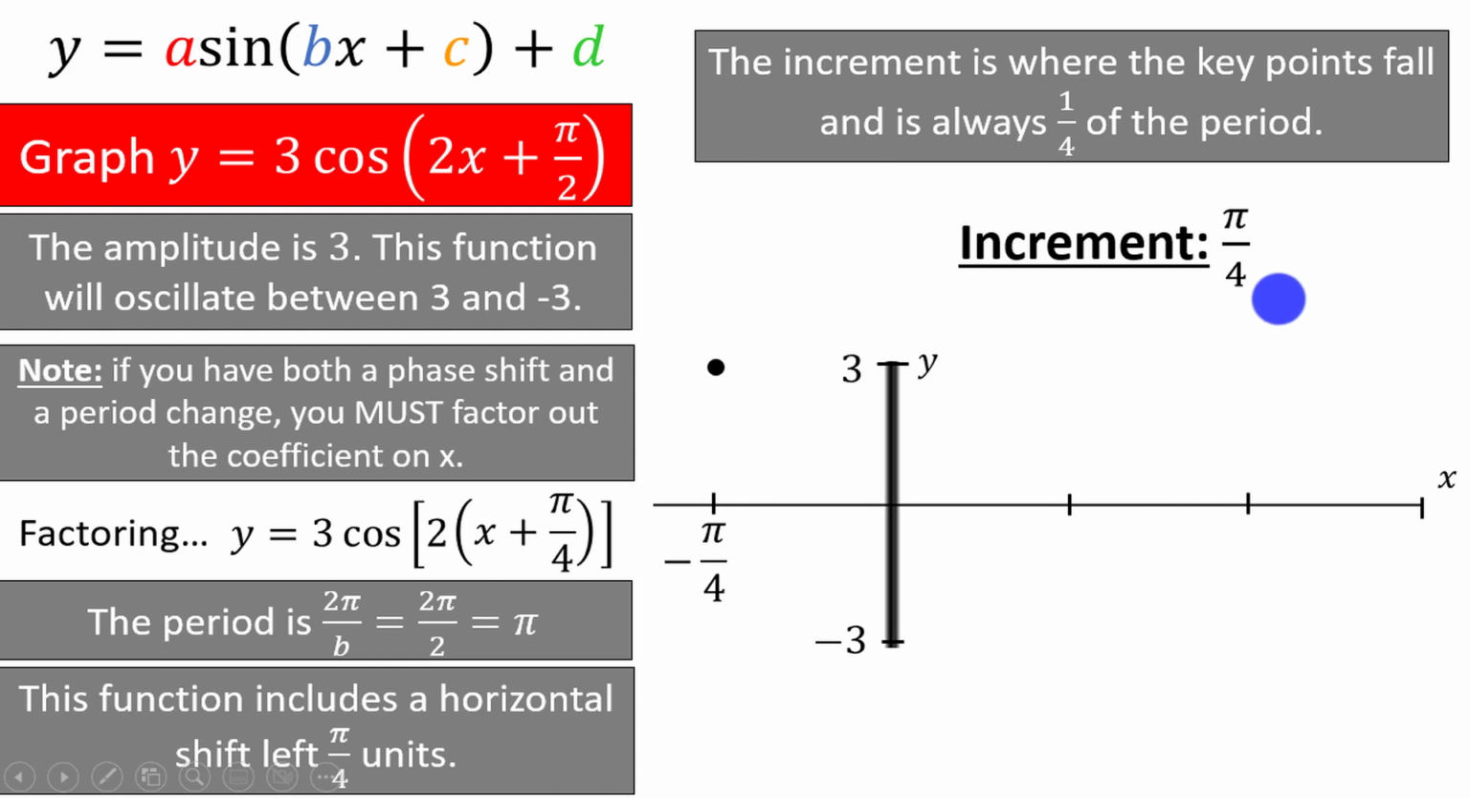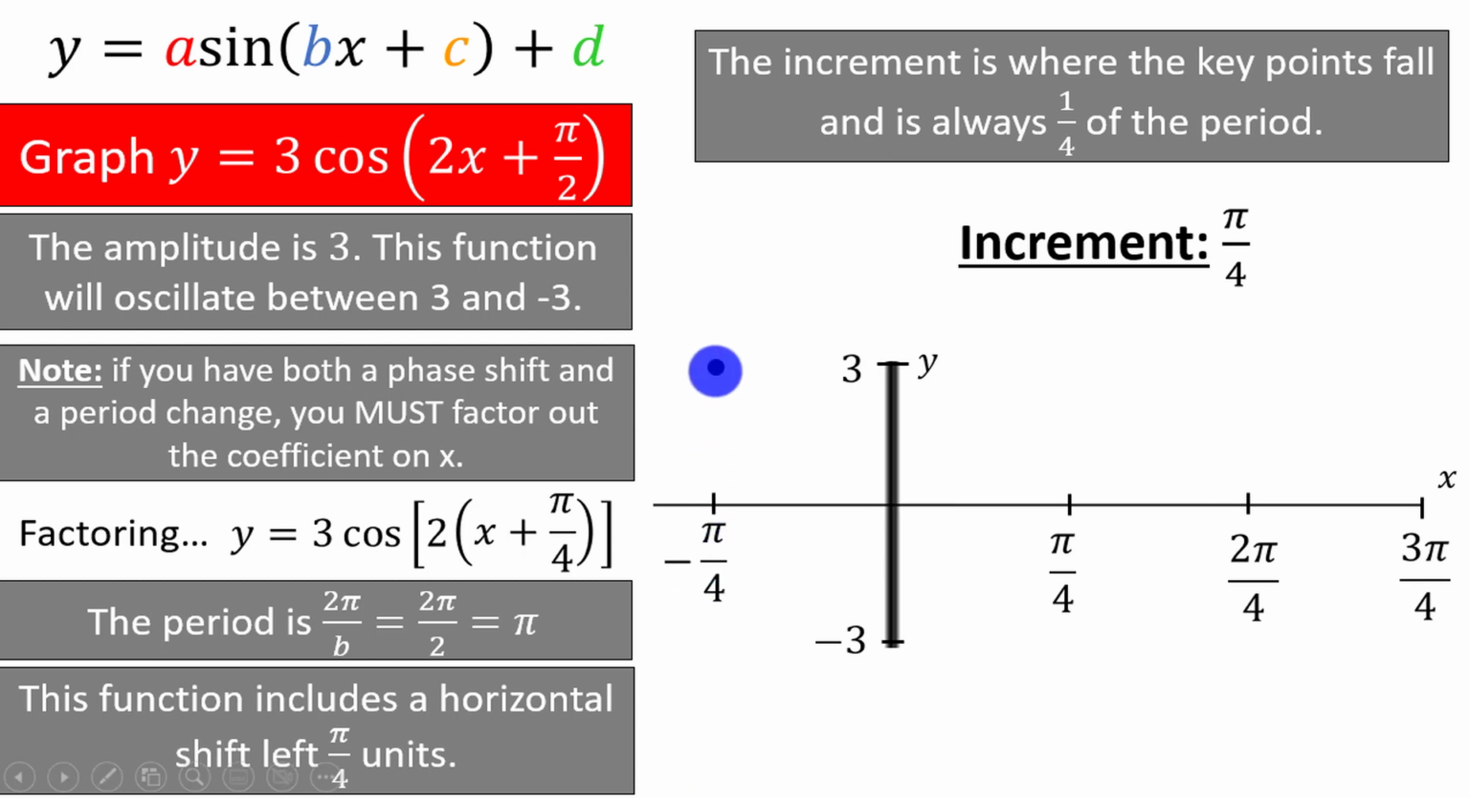From here, we can increment 4 times to find x values to which we can find important points on the graph. Incrementing 1 time, we would be at 0. And then incrementing again, we would be at pi over 4, and then 2 pi over 4, and then 3 pi over 4. Since we have incremented 4 times, that will create one period of our cosine function. From here, we can follow the general form of the cosine function to find the other key points.